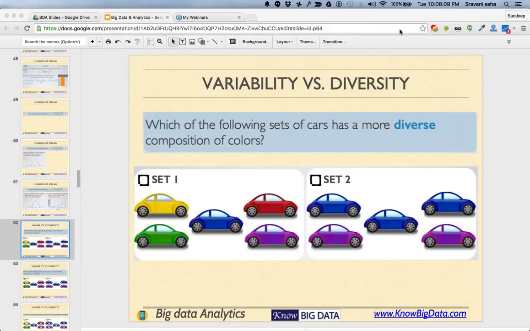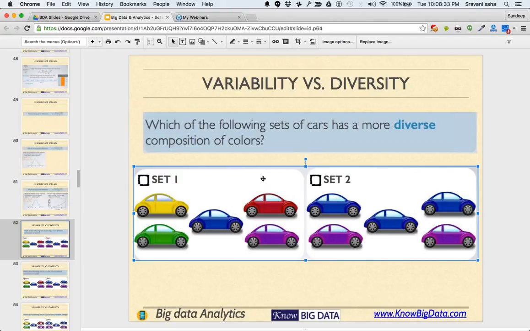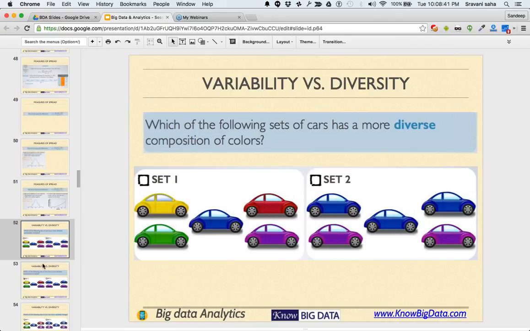Anusha? With respect to colors. So set 1 or set 2? Which one is more diverse? Correct. Thank you, Mehdi. So set 1 is more diverse in nature because it has got different colors, while the right hand side looks really, really boring.